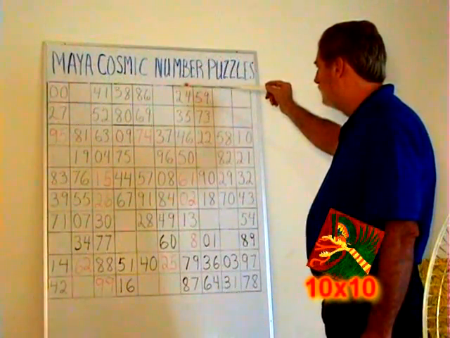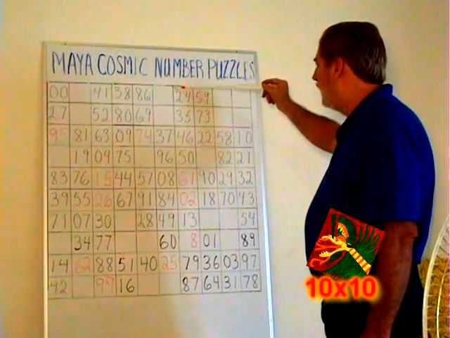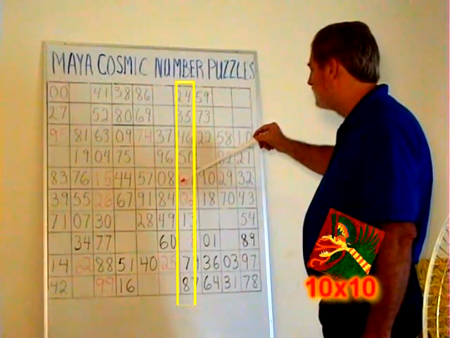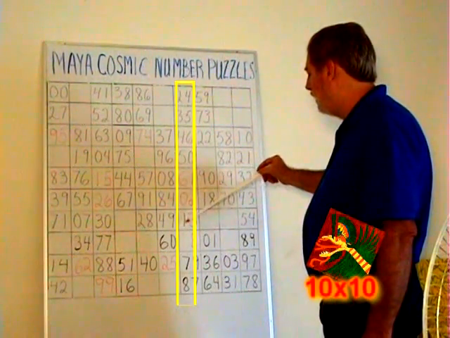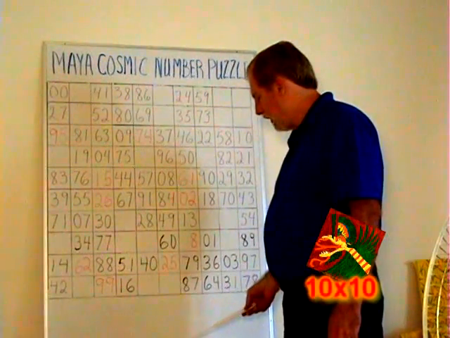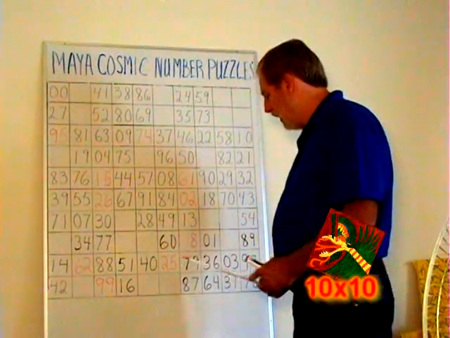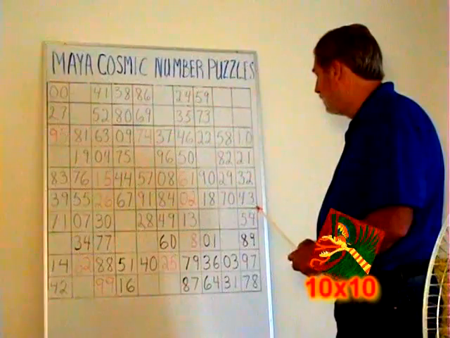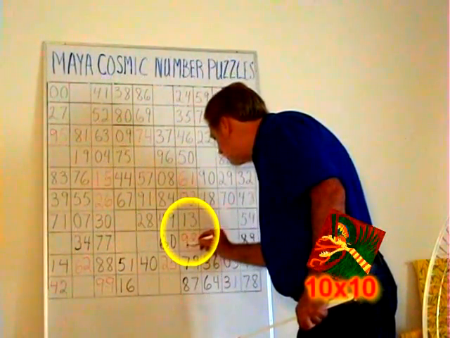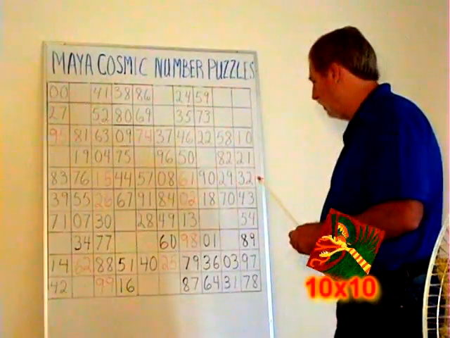On the side, we have a 2, 3, 4, 5, 6, 0, 1, 7, and 8. We are missing a 9. So the 9 goes here to complete that column.